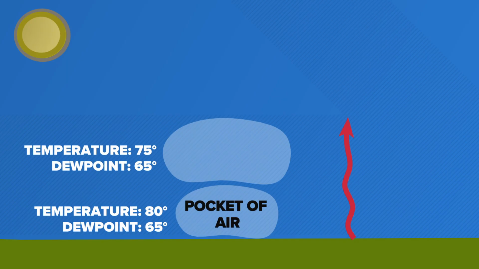Now, as we have this pocket of air that's rising through the air, it's going to start to lose some of its warmth. Think of it as you climb up a mountain, you'll likely feel cooler temperatures at the top of the mountain rather than at the bottom of the mountain. But we're going to keep that same amount of humidity in the air.